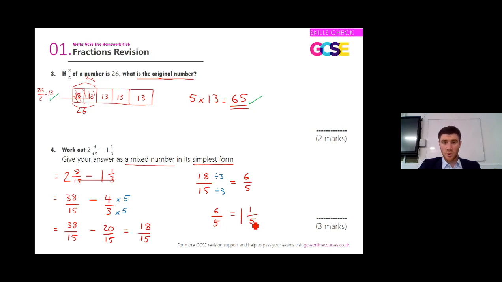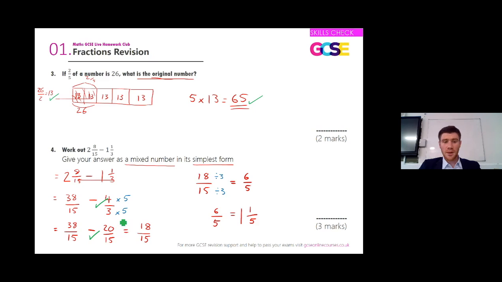That's what we're after. Now, this is a 3-mark question. Where are we bagging those marks? First mark for the conversion at this end here. Second mark for the process of moving over to having the same denominator and subtracting, so getting towards our 18 over 15. You can make calculation errors though and still get that mark.